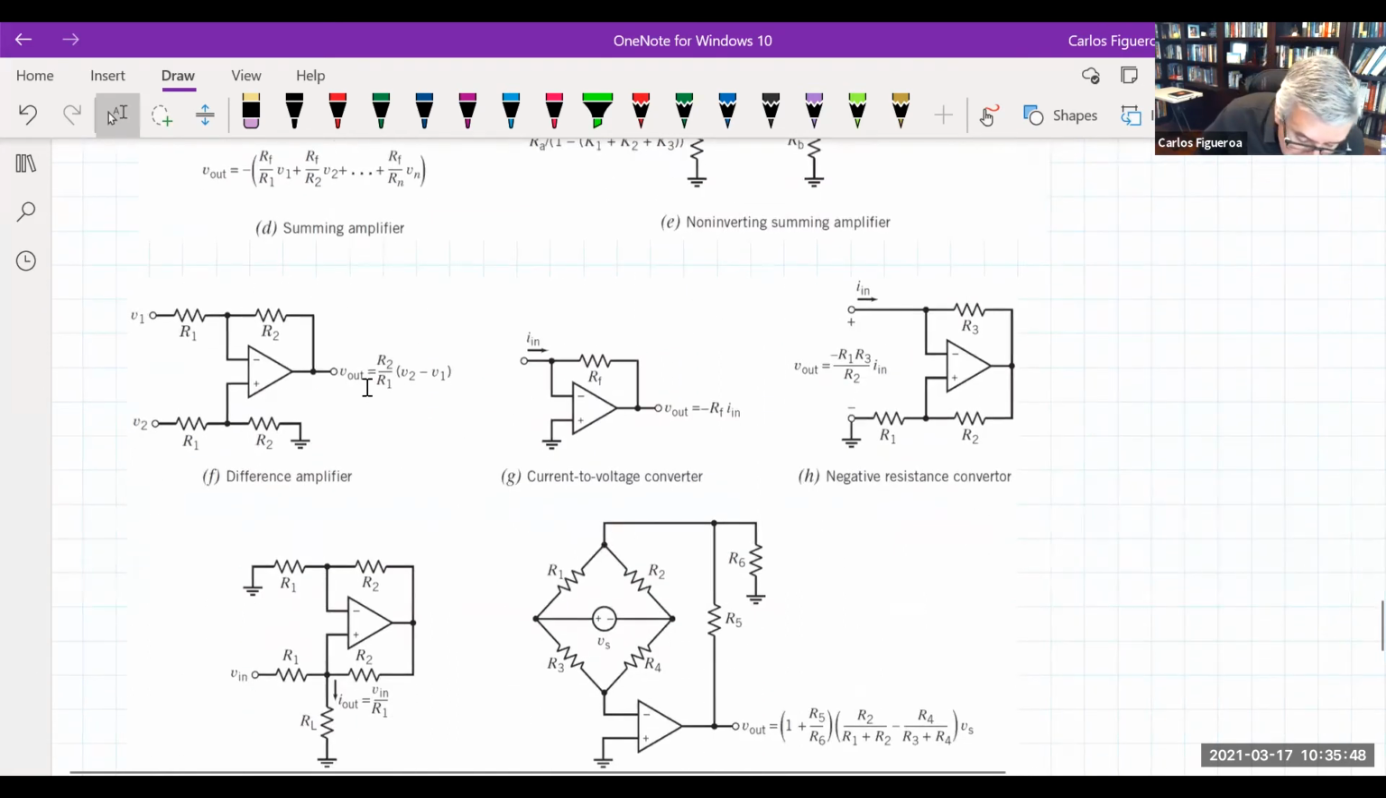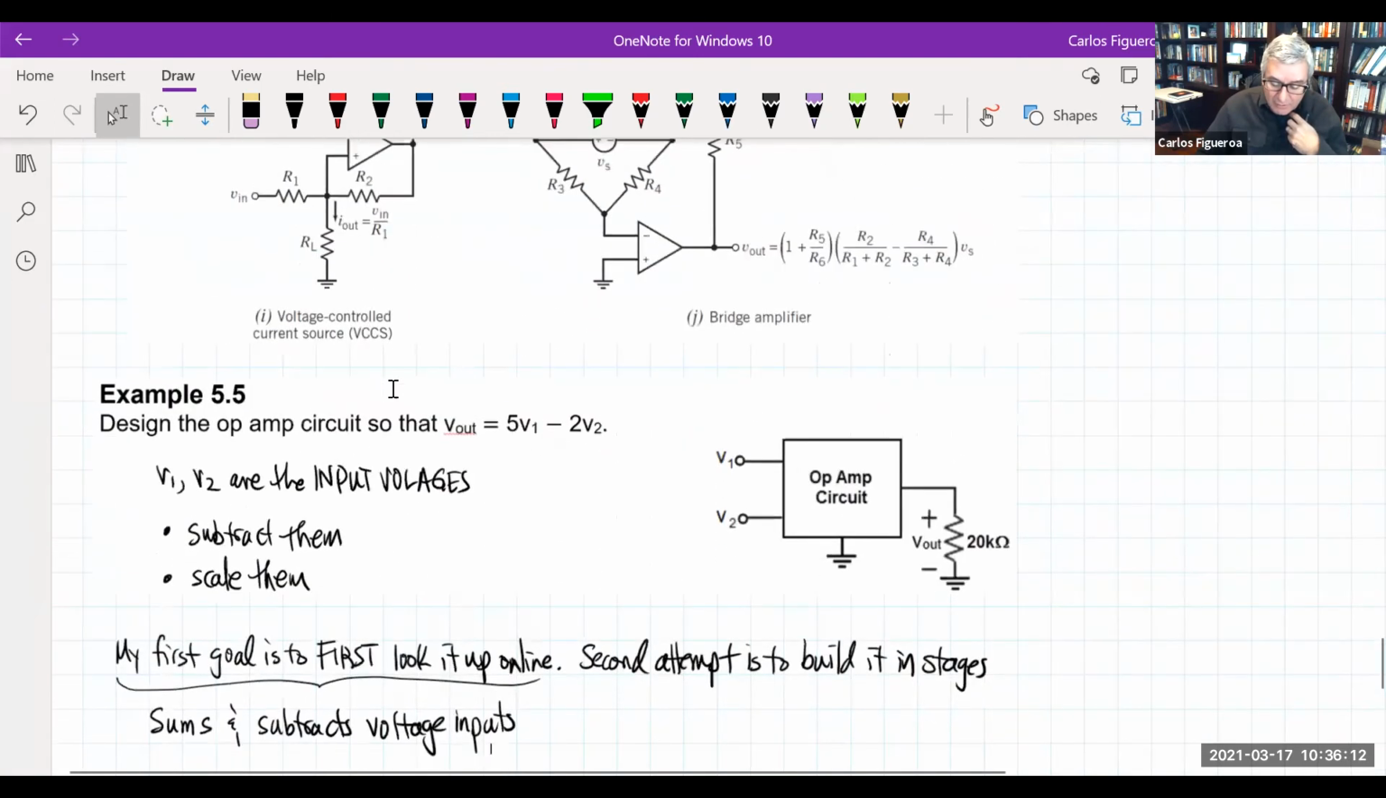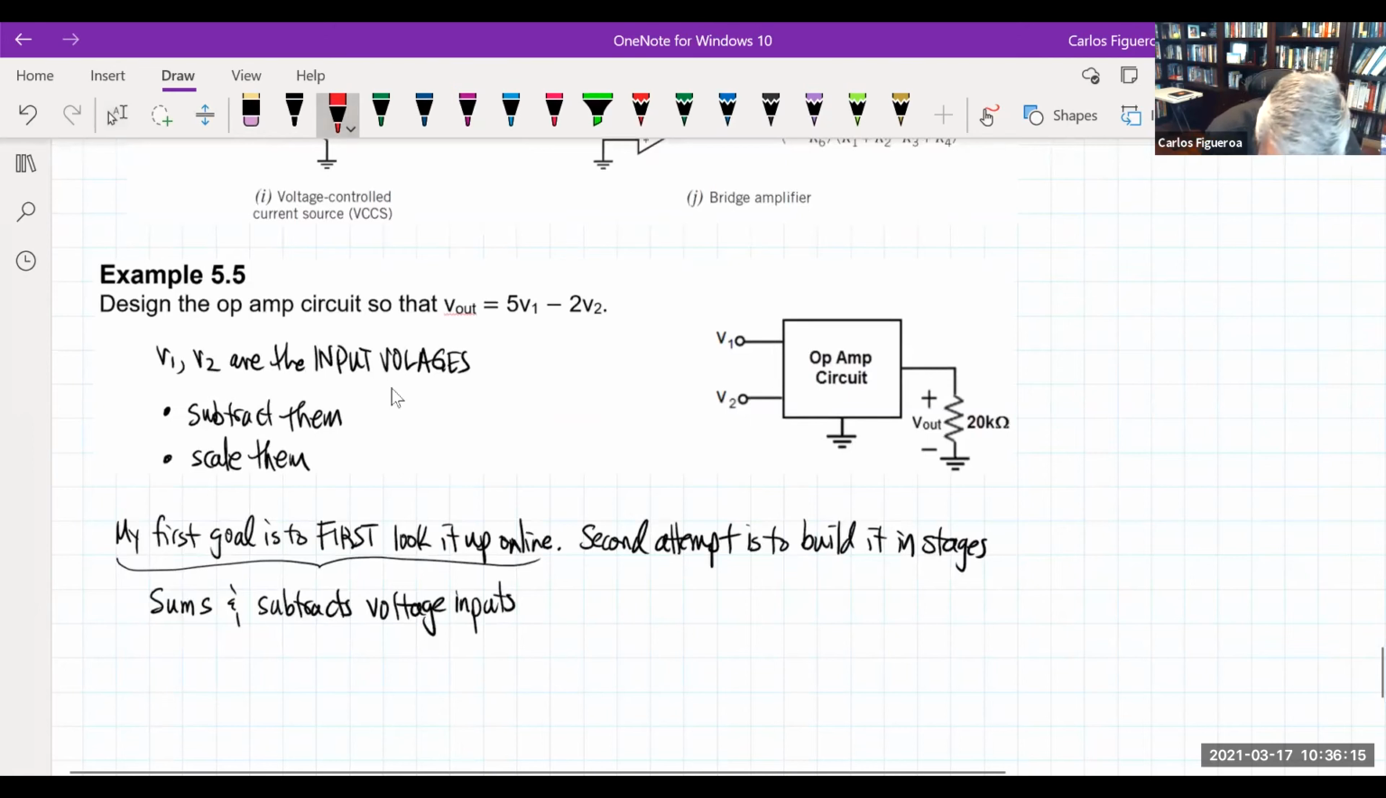And then I look at the difference amplifier, and you go, hey, it does subtract them. But that's the problem here. This circuit always has the same amplitude. Okay, always has the same amplitude. So therefore, that's not going to work either. So my second goal now is, what am I going to do? I have to build this op-amp, and I'm going to do it in stages.